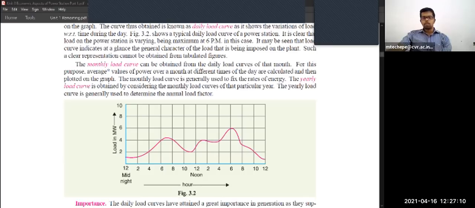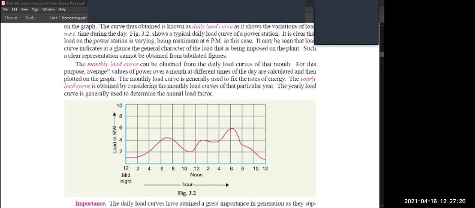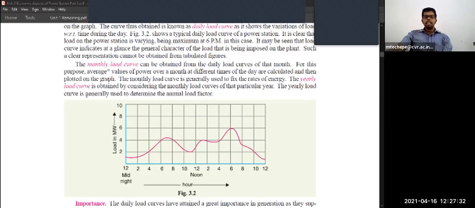Say, for example, in the morning 6 to 9 o'clock is the peak hour for domestic load. How can we manage that? They will simply switch on the base load, like thermal generating stations, for those peak hours. After 9 o'clock the domestic load goes down, and then 9 o'clock to 12 o'clock is the peak time for industrial loads.